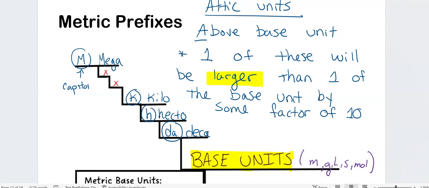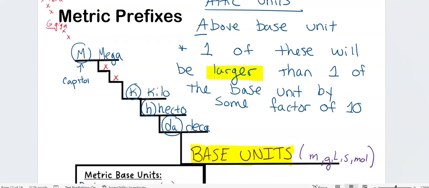Now, higher than that we don't really need to cover in regular chemistry, but we will talk about for honors chemistry. So 2 above that, we would have giga. And then 2 above that, we would have tera. Those are all going to be units that we find one of them contains a lot more of the base unit.